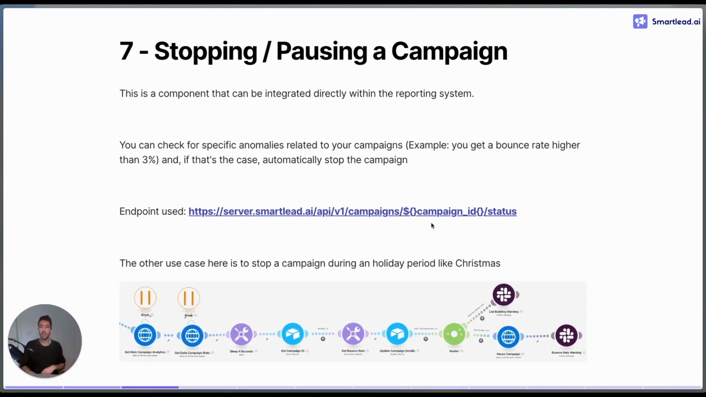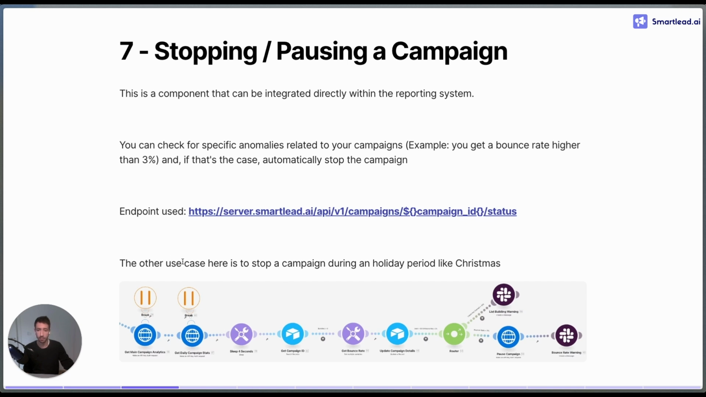Step 7 is about stopping or pausing our automation. If you saw the previous video, we showcased a completely automated reporting system. This is a component that can be integrated directly within that system, so that you can check for specific anomalies related to your campaigns, such as a bounce rate higher than 3%. If that's the case, automatically stop the campaign or perform any sort of action.